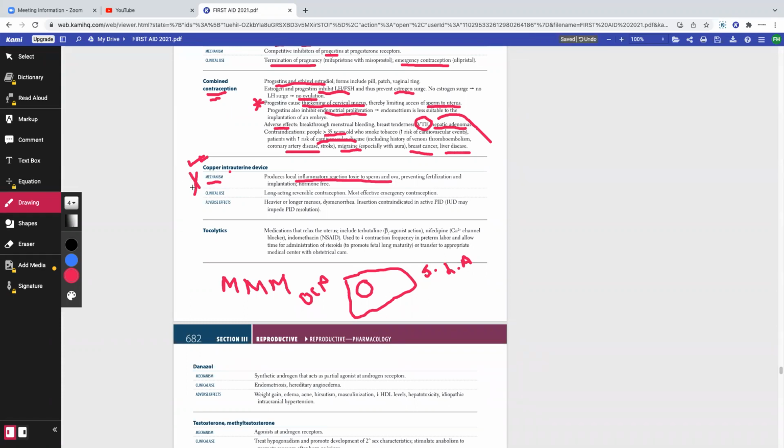This is high yield. Clinical use: we use this for long-acting reversible contraception, and this is the most effective emergency contraception. Most effective emergency contraception. So if you're given a choice between this and ulipristal, which one will you choose? Best chances.